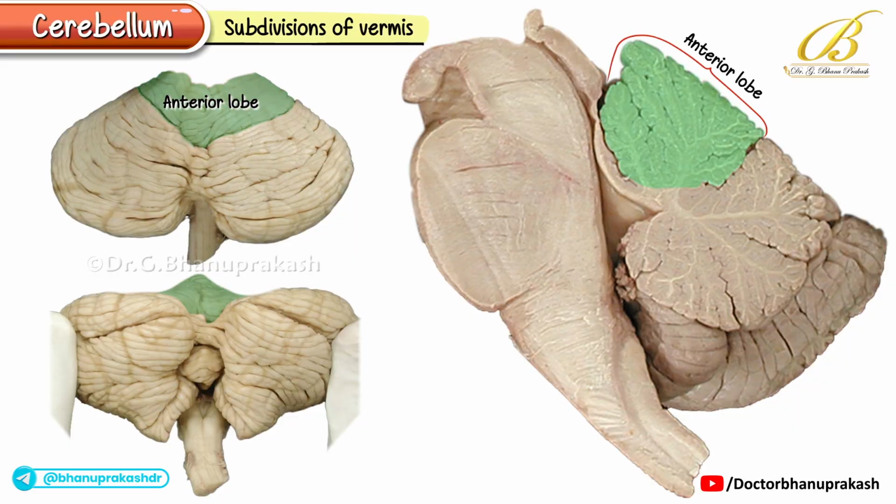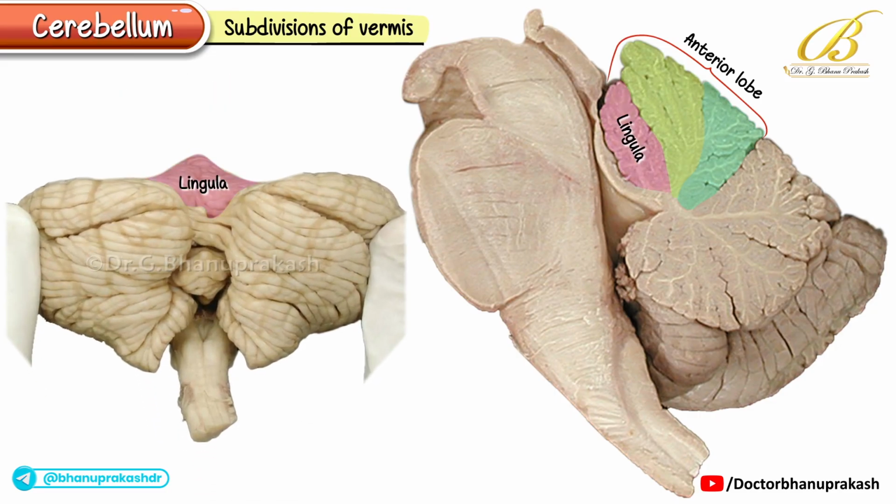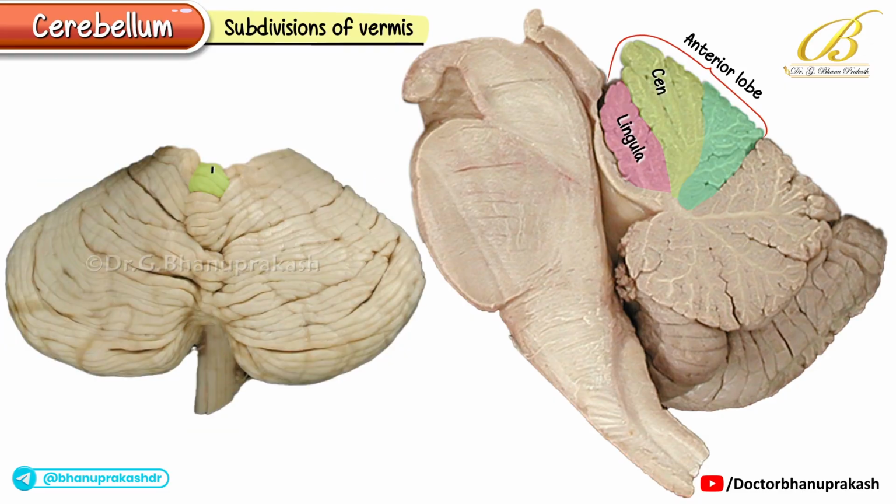Let's begin with the anterior lobe. Here, we find three structures. Right at the very front lies the lingula. Just behind it, we see the central lobule. And following that, a prominent raised part, known as the culmen.